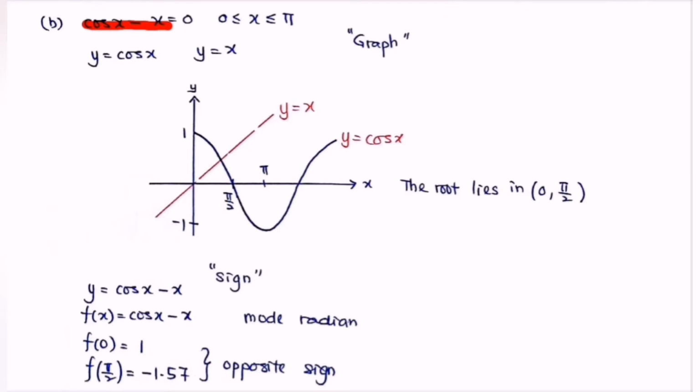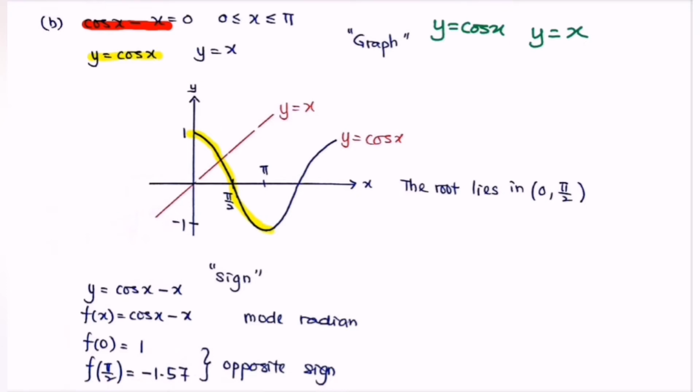So where we have the function f(x). So my suggestion is to split the situation. So we will have y is equals to cos x and y is equals to x. Next is to sketch the graph. So as we can see, y is equals to cos x. So the graph will be something like this.